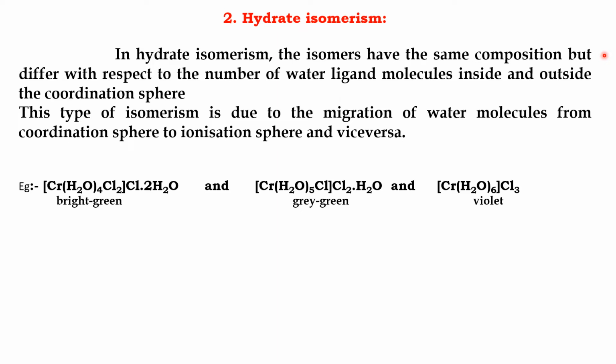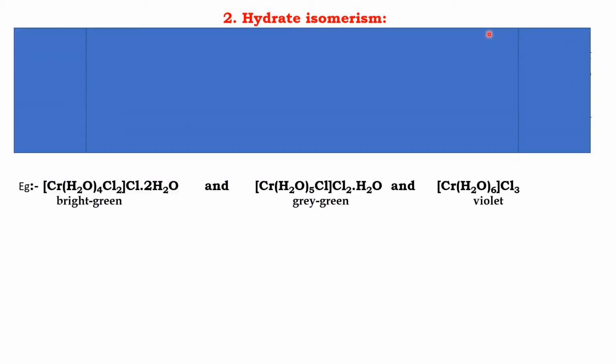to the ionization sphere. See here, in hydrate isomerism, the number of water molecules inside and outside the coordination sphere are different. That means water molecules migrate from the coordination sphere to the ionization sphere and vice versa. Take the example here. I have three compounds. The first compound has 4 water molecules in its coordination sphere and 2 water molecules in the ionization sphere.